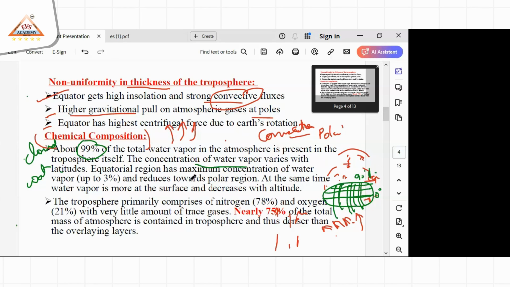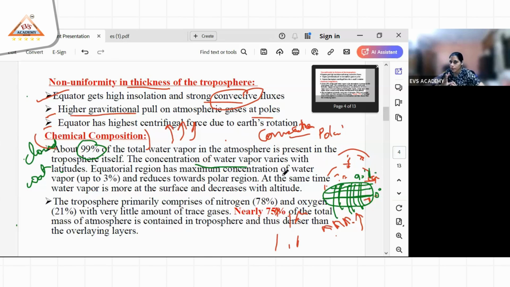Now the concentration of water vapor varies with latitude, because whenever there is more evaporation, water vapor will be more. So at the equatorial region, water vapor is more as compared to the polar region. We know that in summers also water vapor and moisture are more. Our skin does not feel dry, but in winter we feel dry skin. That is because moisture and water vapor are not present in the atmosphere. We will see relative humidity and all this in a different section.